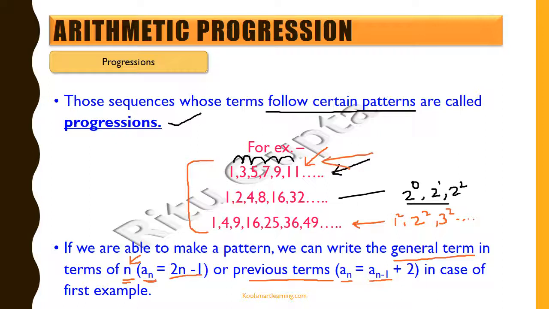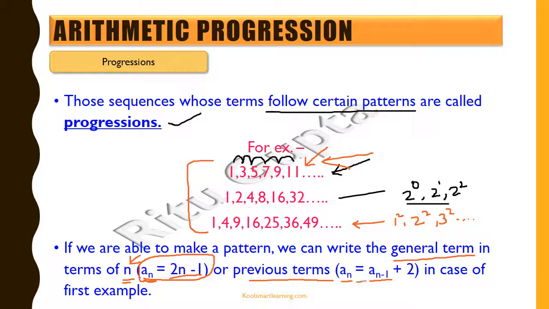So the general term of this progression can be written in two ways. An could be 2n minus 1, where we put n equal to 1 and we get an is 1, which is the first term. Then if we put n equal to 2, we get 3. If we put n equal to 3, then we get 5.